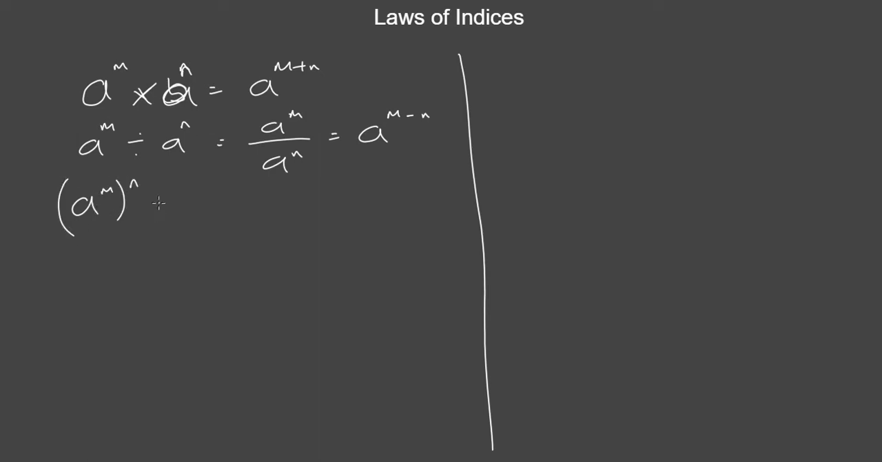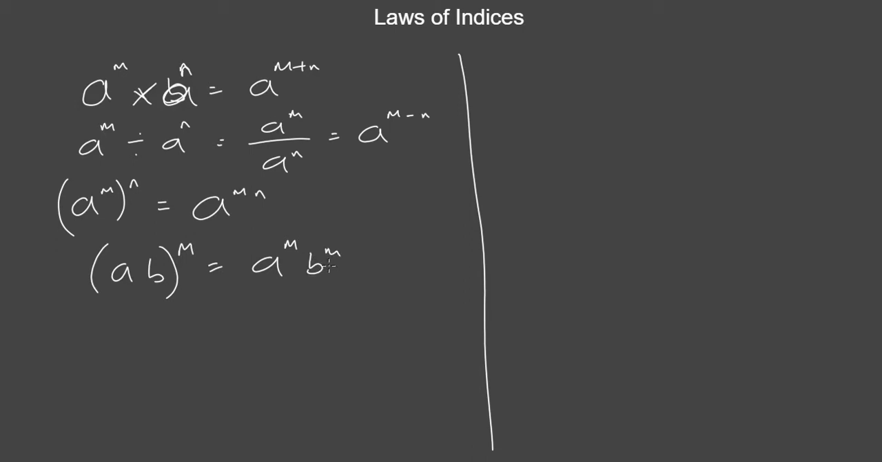Then if you have a situation like this, a raised to the power of m, then everything raised to the power of n, this is the double power law. So you take a raised to the power of m times n. You can also reverse it. So if you have this, you can also go back to what you have on the left. The fourth law we talked about was the expansion law, where you have a times b, everything raised to the power of n, right? You can expand as follows: a raised to the power of n times b raised to the power of n.